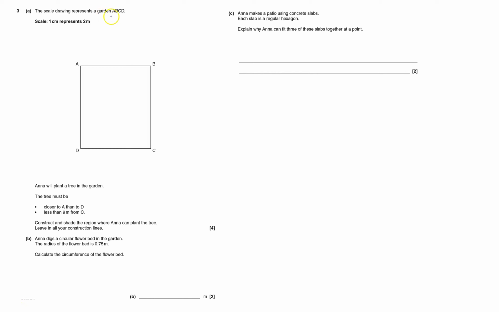Okay, we've got a scale drawing representing a garden ABCD, that's here, and 1 centimeter is 2 meters. And she's going to plant a tree in the garden, and it's going to give me some conditions. It's got to be closer to A than D. So the best thing to do is to put down all the points which are exactly the same distance from both. Obviously, that could be one, could be right in the middle, but we really need to leave in our construction lines, not least because it says it here.